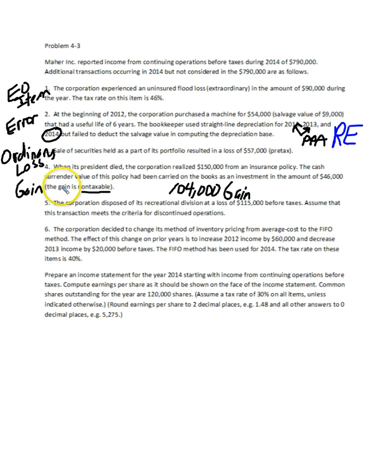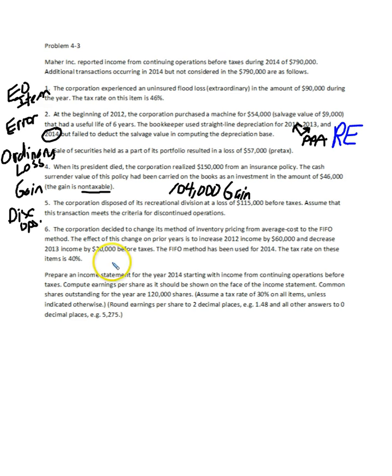Number 5, the corporation disposed of a division at a loss of $115,000. Well, that's a discontinued operation. That also goes on the income statement, but it goes below continuing operations, so it goes down there at the bottom.